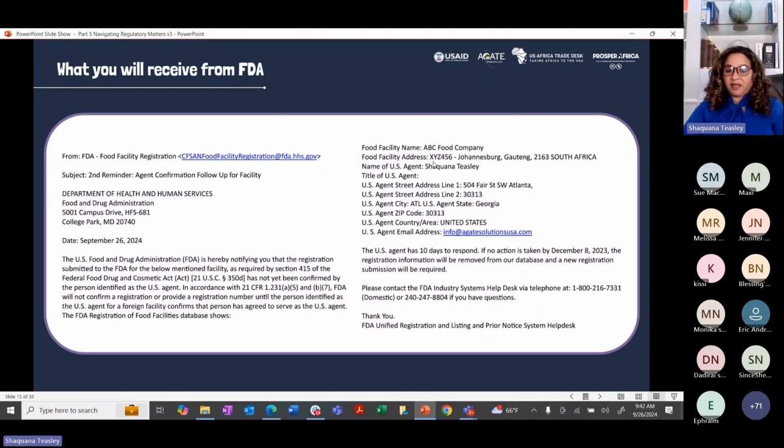It'll have your facility name, it'll have your address, and it'll break down the address and information of the agent that you have listed. And I just put myself for now for easy reference. It's going to tell you what the instructions are for your agent. It says the U.S. agent has 10 days to respond. Sorry for the date. If no action is taken within 10 days of this date, the September 26th date, the registration information will be removed from the database and a whole new registration will need to be submitted.